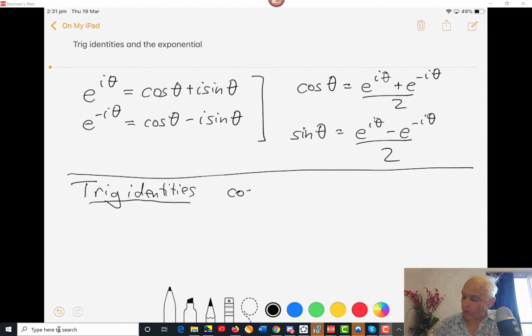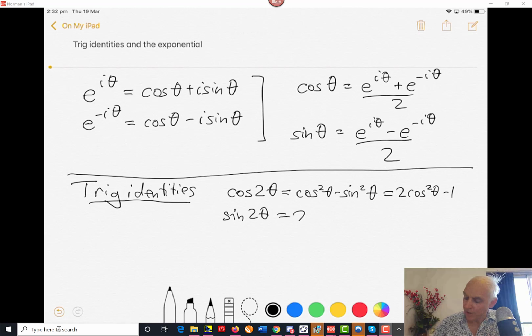Well, for example, you'll all know that cos 2 theta is cos squared theta minus sine squared theta. And we can rewrite that, if we want, as 2 cos squared theta minus 1. Or maybe sine 2 theta equals 2 sine theta cos theta. That's a kind of useful expression.